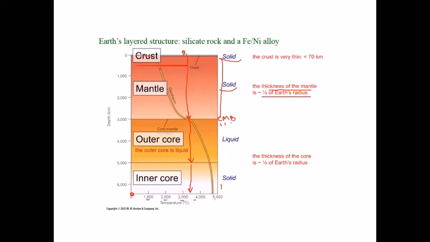You notice the temperature increases very rapidly through the crust. So you go from 0 to almost 1,200 degrees Celsius as you go through the crust, and then when you go through the mantle, the rate of temperature increase slows down a lot. You get to about 3,000 degrees Celsius at the core mantle boundary, and maybe 4,800 degrees Celsius as you get to the inner core.